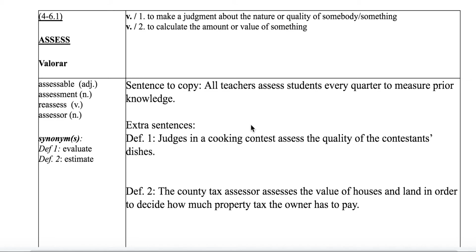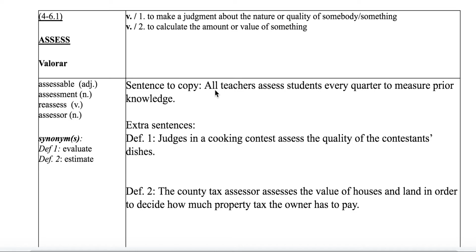There are two definitions. Definition 1 is to make a judgment about the nature or quality of somebody or something. So it's like to decide. Judgment is like a decision about whether something is good or bad, or what it's like, or what level it is. So that's your sentence to copy here. If you were making cards in a normal quarter, you would copy the sentence on the back.